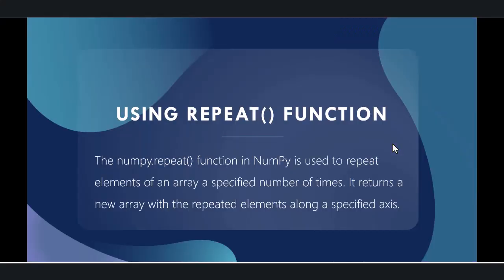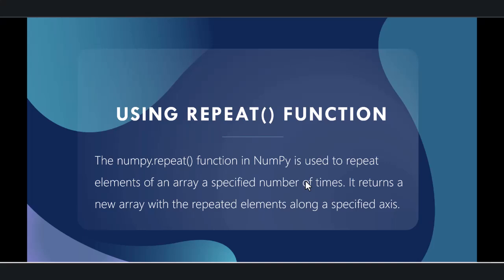Let's start with using the repeat function. The repeat function in NumPy is used to repeat elements of an array a specified number of times. It returns a new array with the repeated elements along a specified axis. We will use the repeat function to repeat the elements of an array a specified number of times.